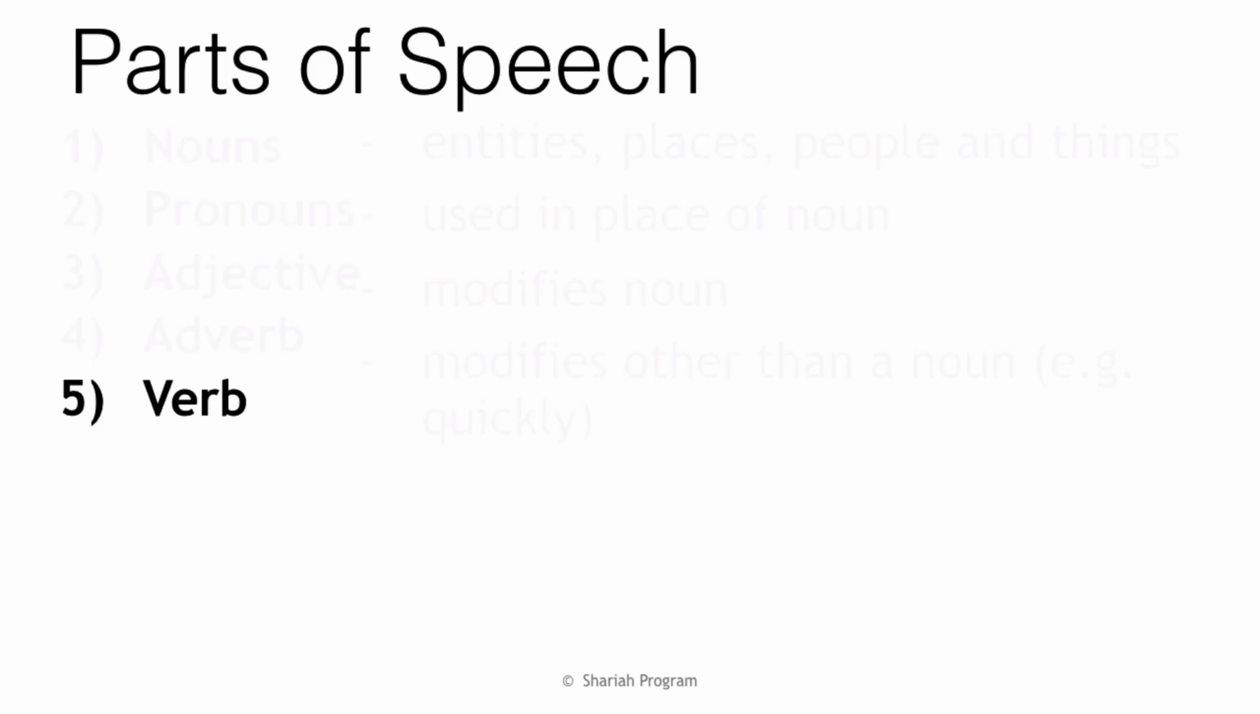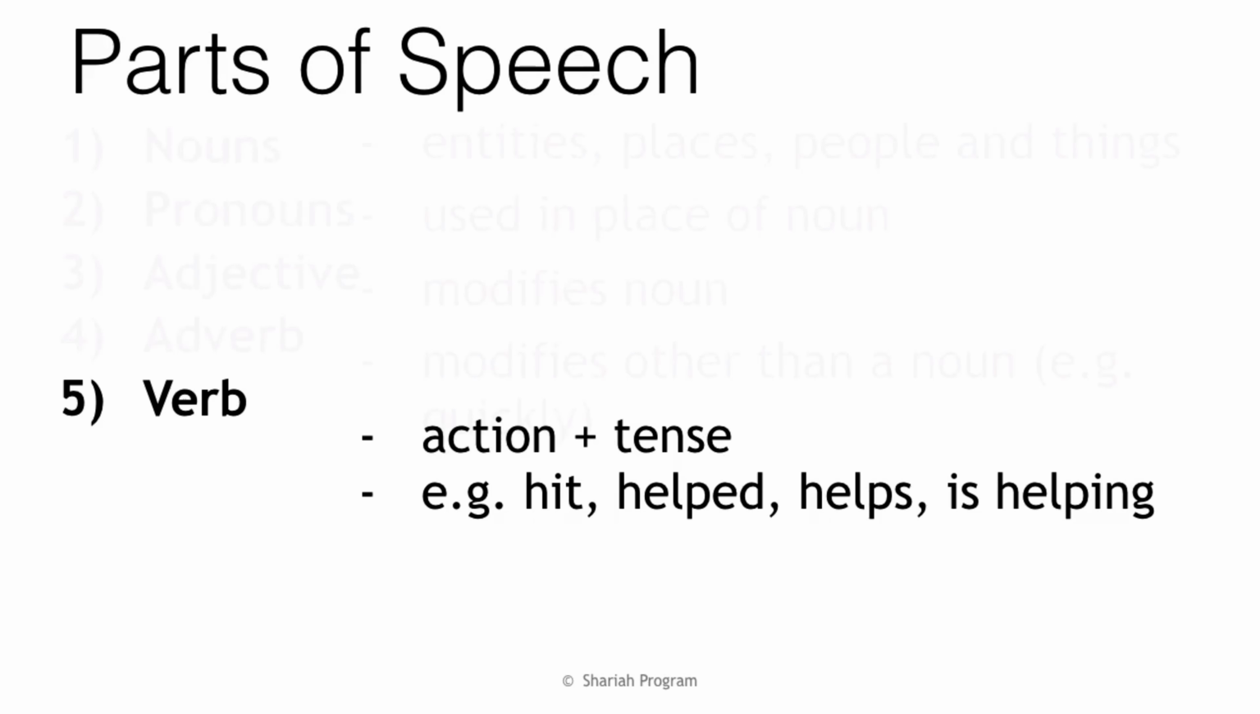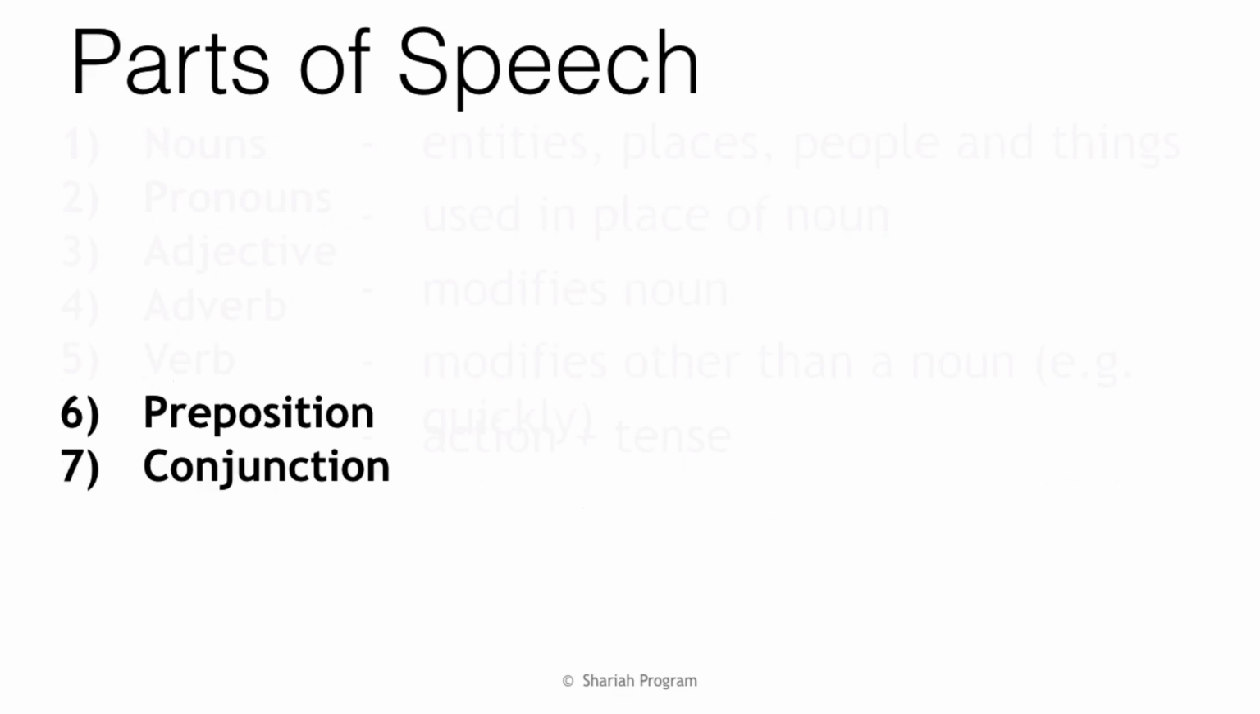The verb is the part of speech which is action plus tense. So something happening in the past, something happening now, or something is yet to happen and will happen in the future. So like hit, helps, is helping, helped, are all examples of verbs. Now the next three parts of speech are prepositions, conjunctions, and articles, and that's it. There's only 8. And if there's more, then it doesn't really matter, because our point right now is not to exhaust English grammar, but we're using this as a bridge to facilitate our understanding of the Arabic parts of speech. Because what we're going to do right now is going to blow your mind.